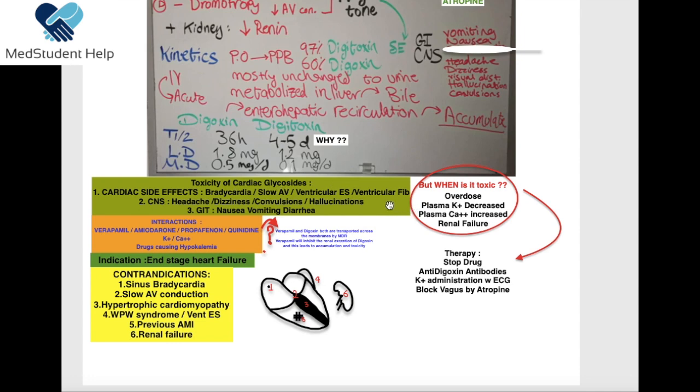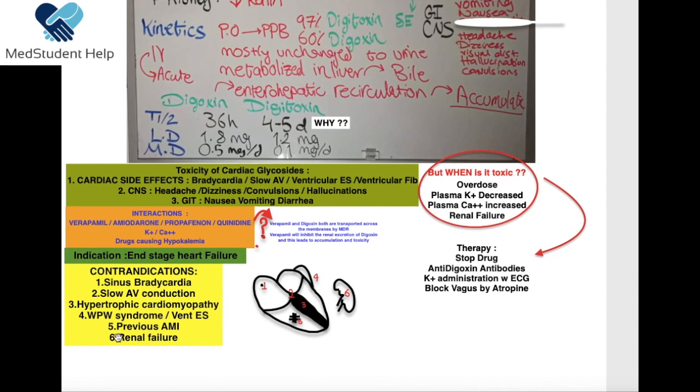If the cardiac glycosides have developed toxicity, what can we do? First of all, we have to stop the drug administration, and then we can give anti-digoxin antibodies. We can give potassium administration with ECG, because if you're giving the patient potassium, there is going to be a risk of arrhythmia, so you should administer potassium with ECG monitoring. And we may block the vagus nerve, which might be causing the bradycardia, by atropine, as I discussed already.